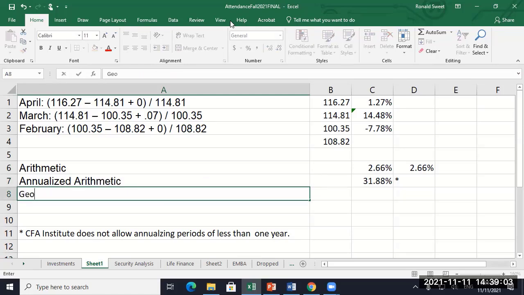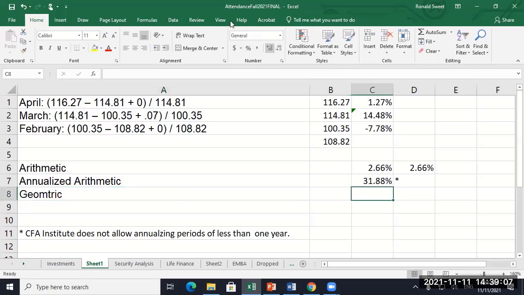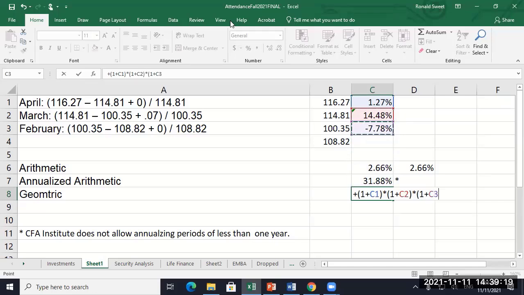All right, then the geometric. This one's a little more work, right? You got to take 1 plus the first month, close parentheses, times 1 plus the second month, close parentheses, times 1 plus the third month. Raise it to the what? You probably want to put a parentheses around all of that and raise it to what power?